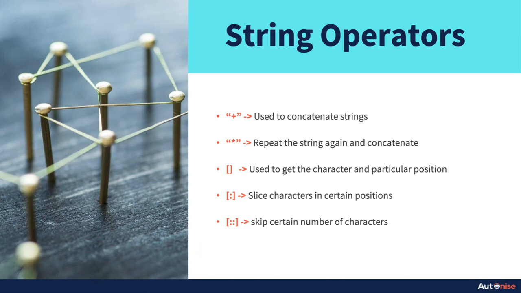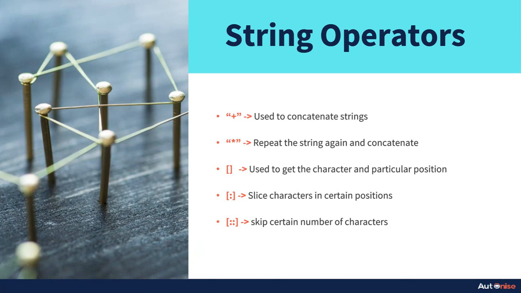Further, we have square brackets. Square brackets on a string are used to extract the character at a particular position. Inside the square brackets, we can use a colon. These colons are used to extract a certain length of characters in a certain way from a particular string.